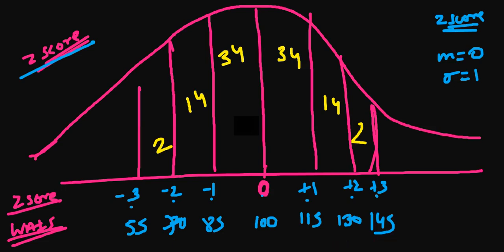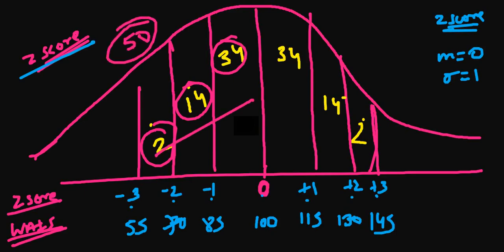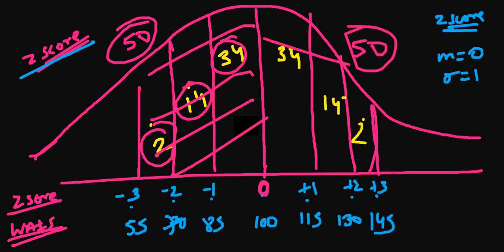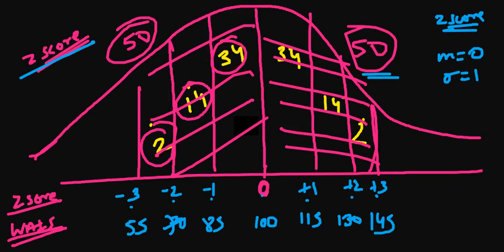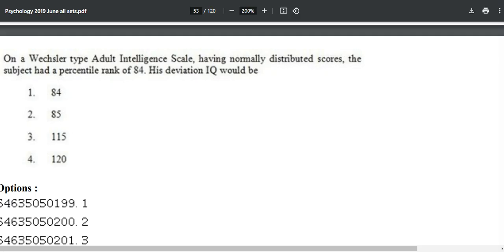Okay, now what is happening over here is 2, 14, 34, 34, 14, 2. Just remember this: add 14 plus 2, 16, and 16 plus 34 comprises 50. It means 50% of people are below the mean, and you will add this side also, you will get 50 also. 50% of people are above the mean. And this is the same way you will calculate the percentile rank. All right, and now I am not going to tell the answer.